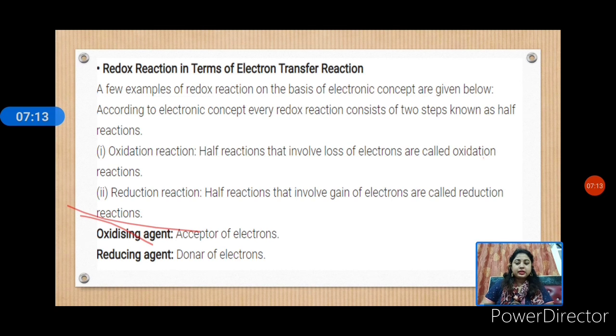In the electronic concept, what is oxidation? According to this concept, whatever you have studied before this, removal, addition, one more you have to learn for this: oxidation is defined as the process in which an atom, molecule or ion loses one or more electrons. The loss of electrons by a species causes an increase in the positive charge or a decrease in the negative charge on the resulting species.